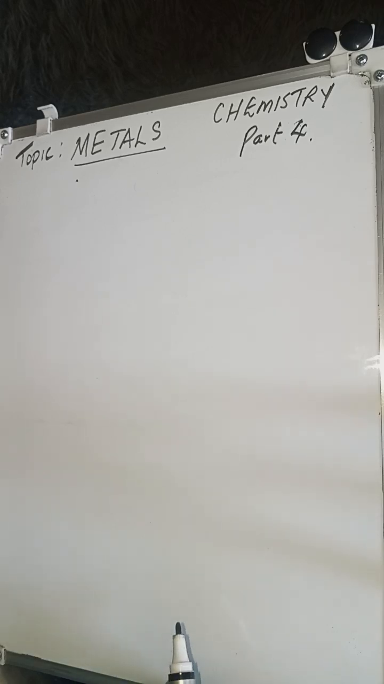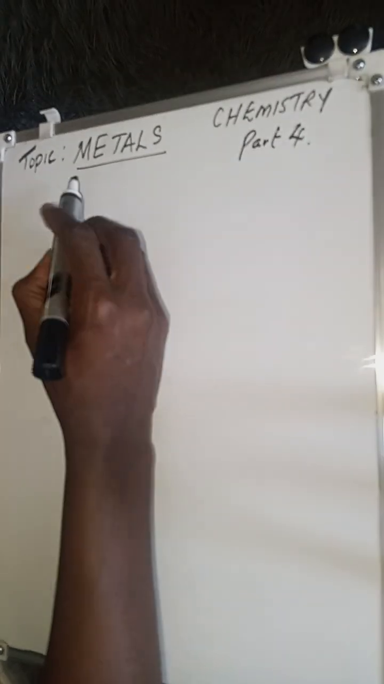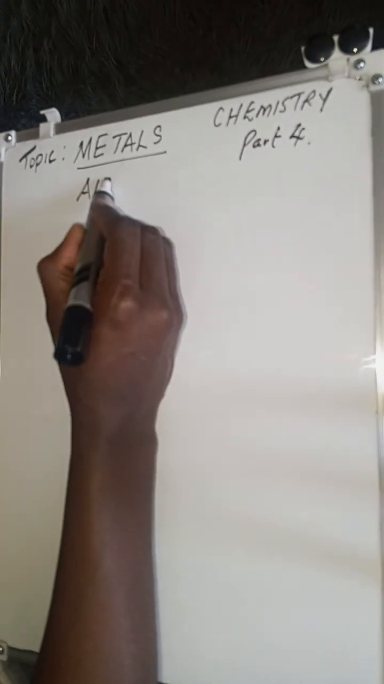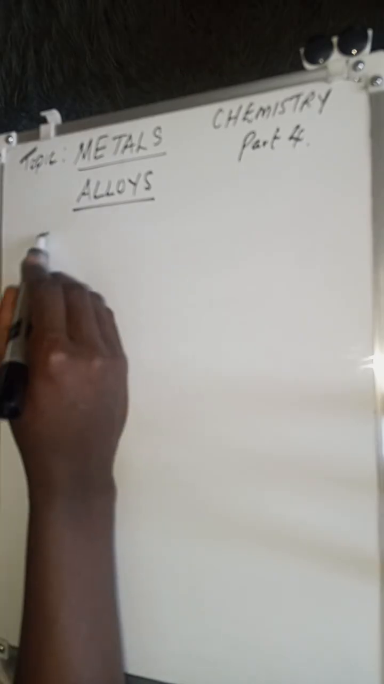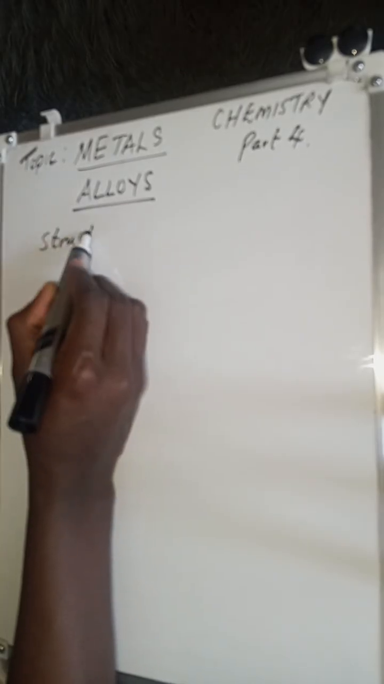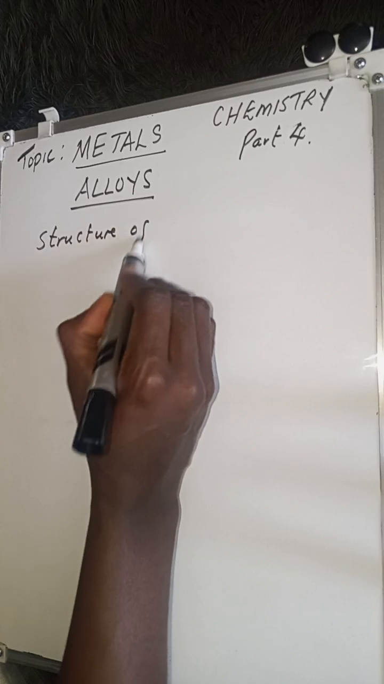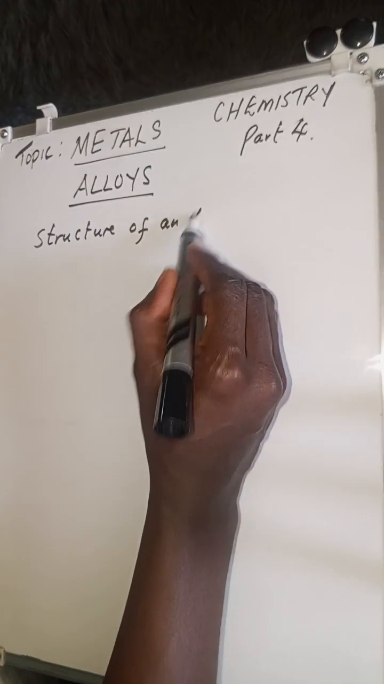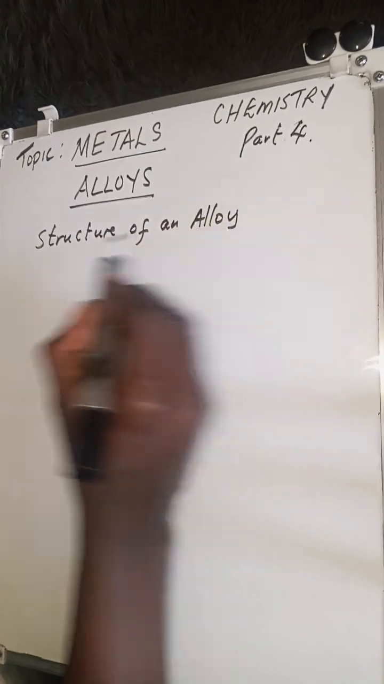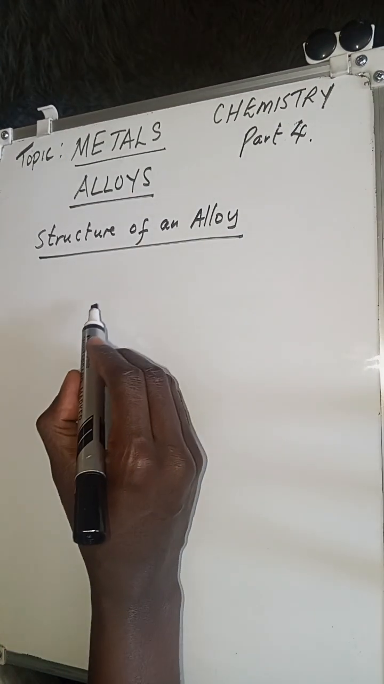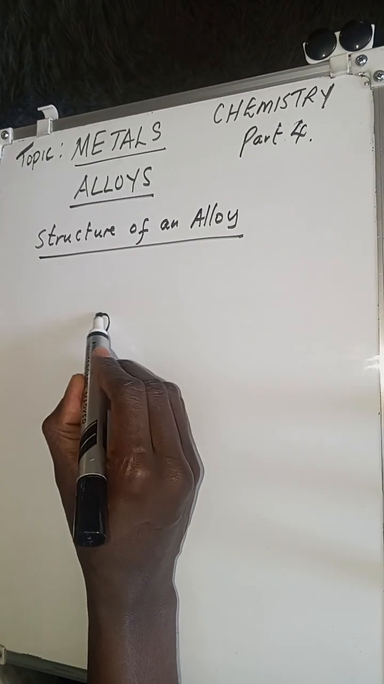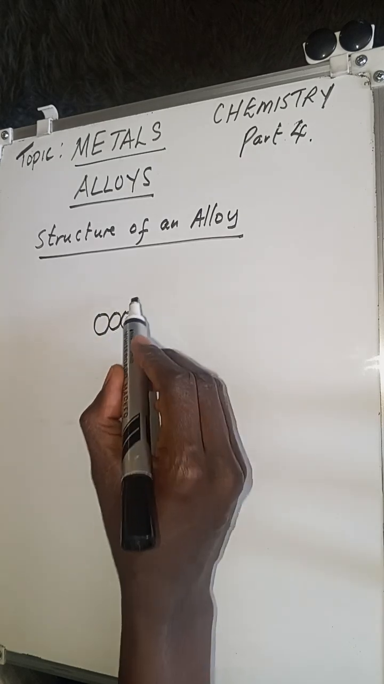So welcome to another segment as we continue on metals. Our discussion still focuses on what we are calling alloys. But this time, I want to show you the structure of an alloy. So how does an alloy look? In an exam, they're going to tell you to draw the structure of an alloy. So you can draw the structure of an alloy in this way.